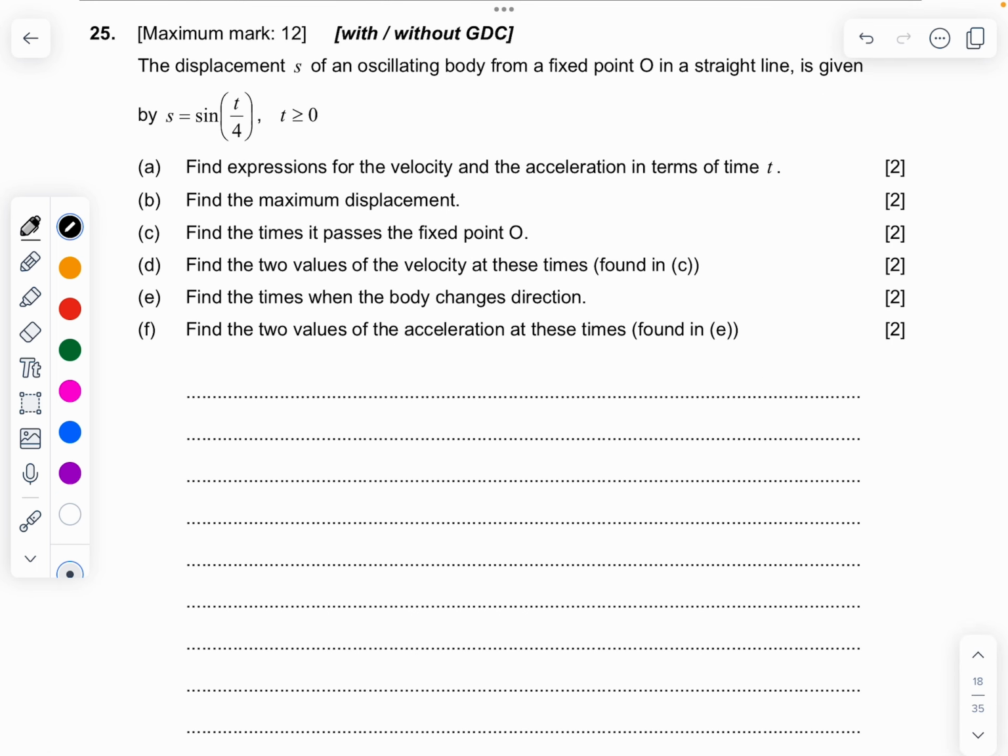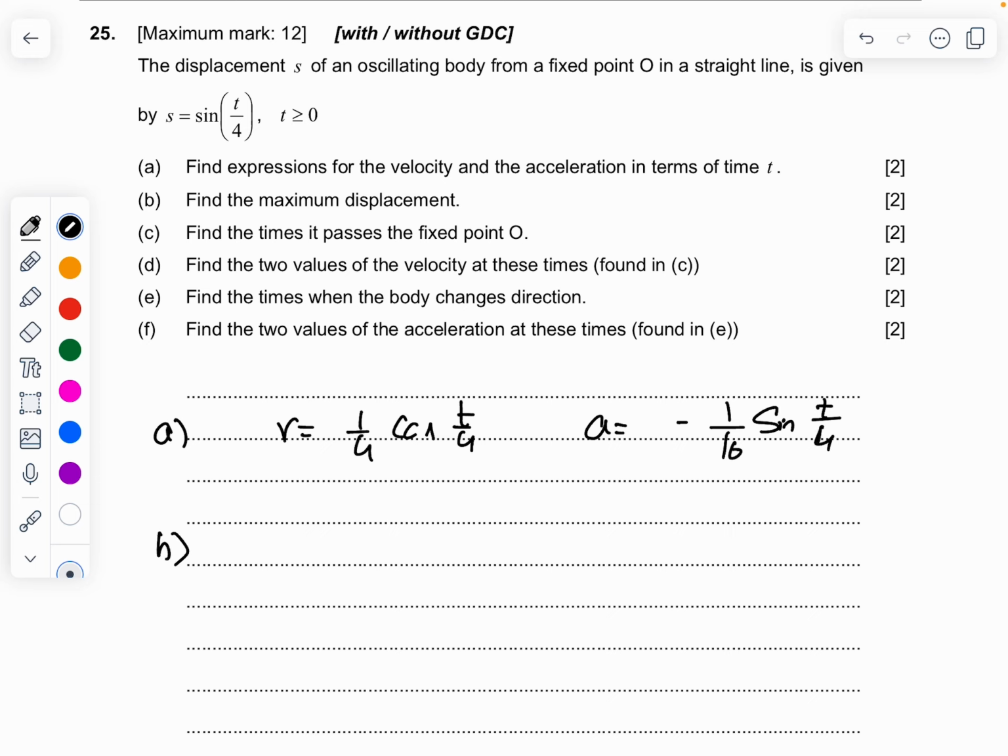Question number 25. The displacement of an oscillating body is given. Find an expression for the velocity in terms of t. So velocity is 1 by 4 cos t by 4. And acceleration is minus 1 by 16 sine t by 4.